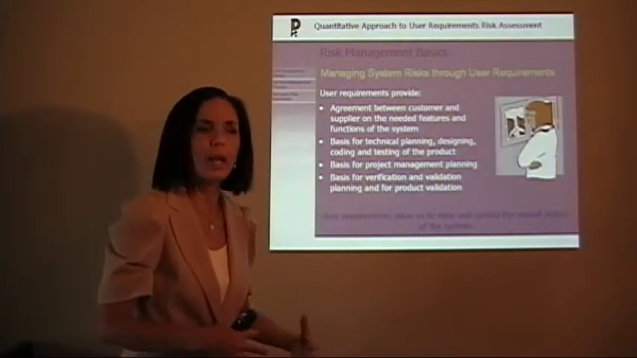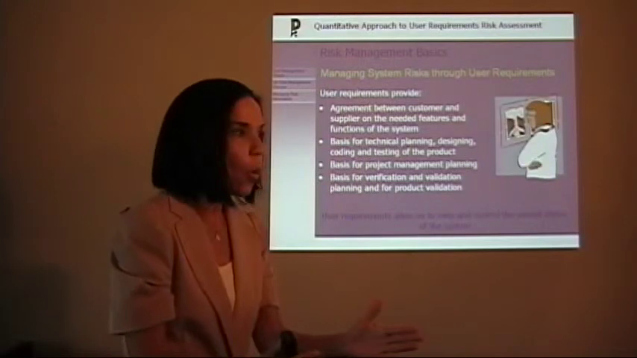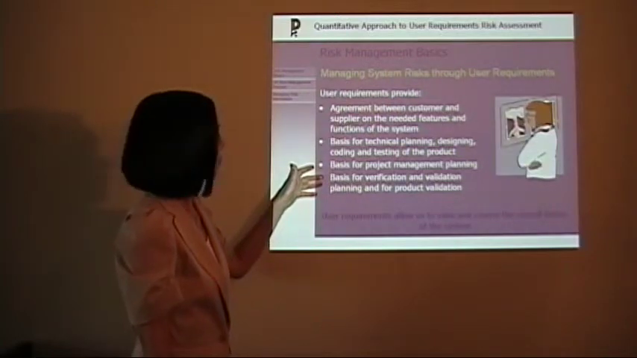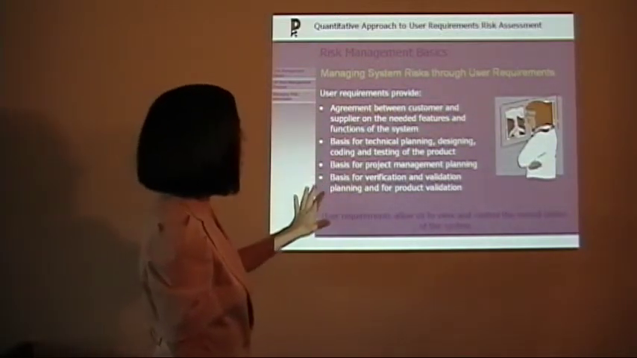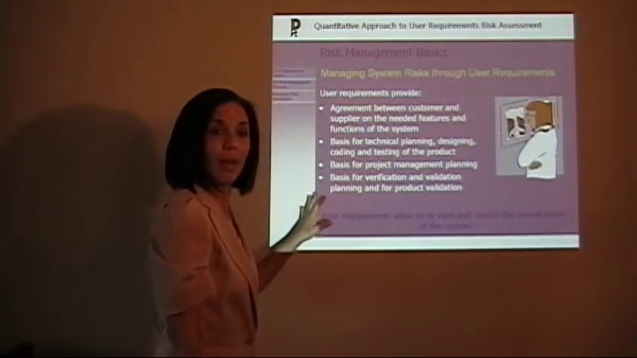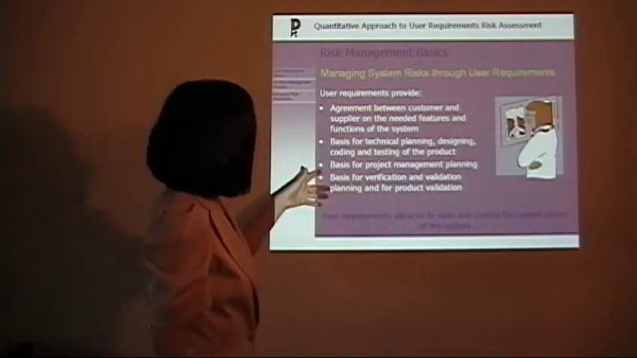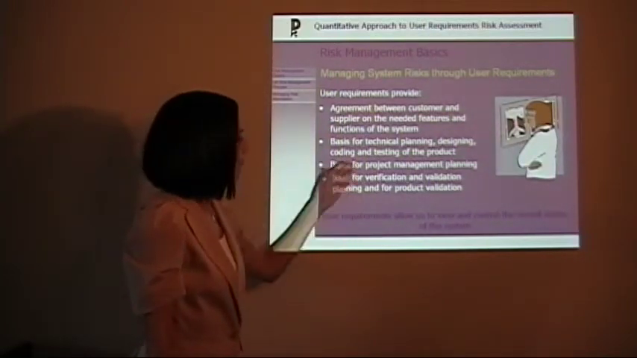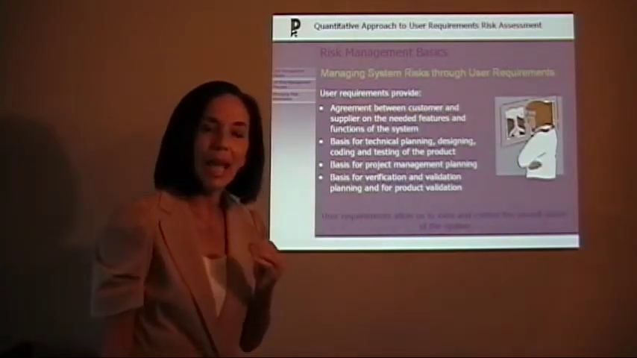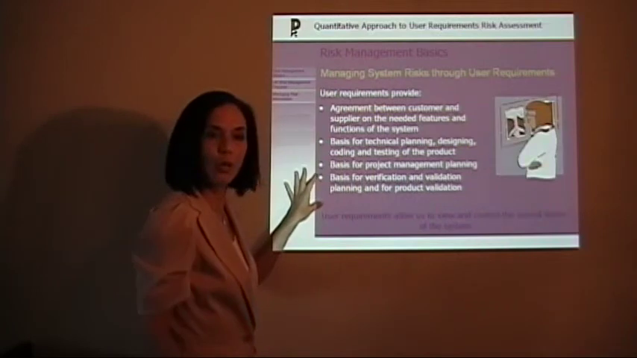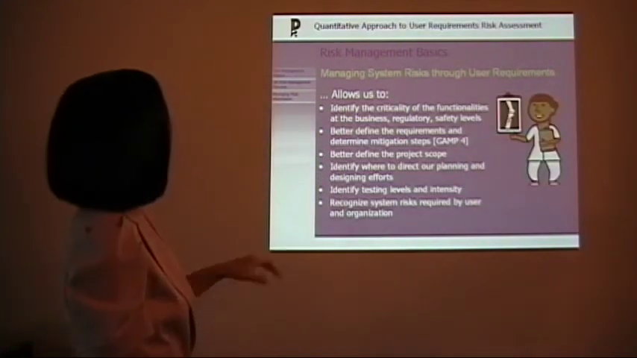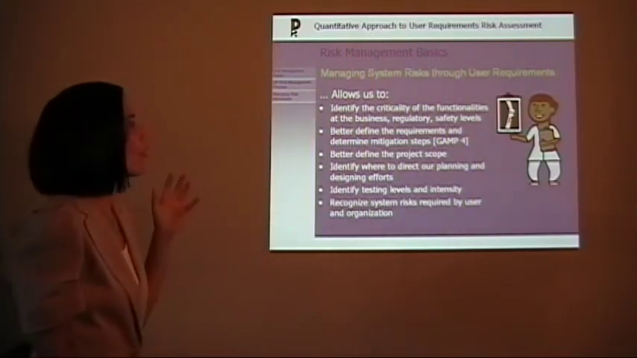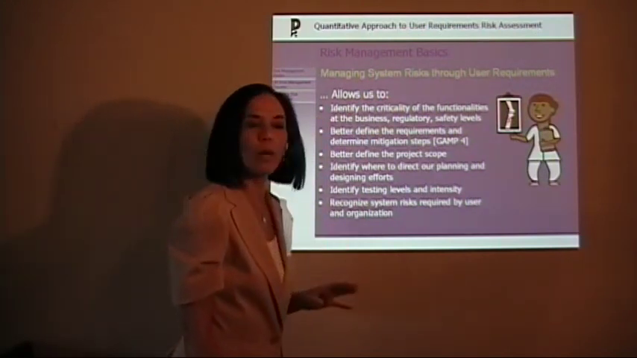Likewise, as a project lead, what do you do? You look at those user requirements and you define, oh, this is what is going to be needed in order to implement this system. And they are the basis for verification and validation planning and for product validation. It means that depending on how many requirements I have, what they are, and their risk levels, I am able to assess what type of testing effort I'm going to have in the implementation of that system. The management of user requirements then allows us to identify the criticality of functionalities at the business, regulatory, and safety levels.